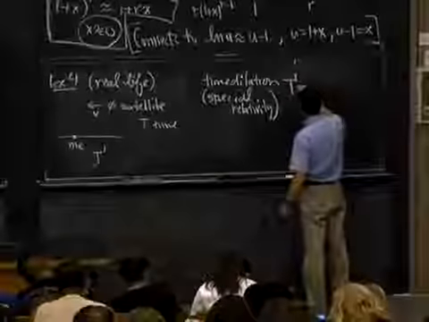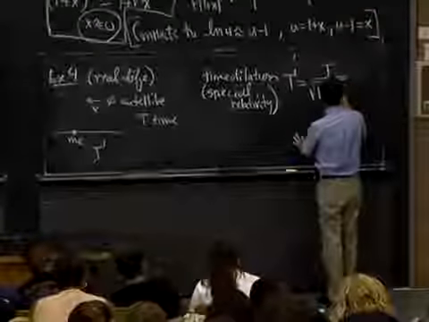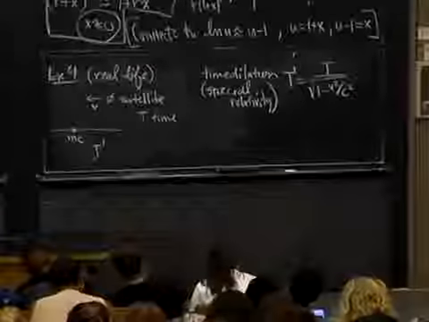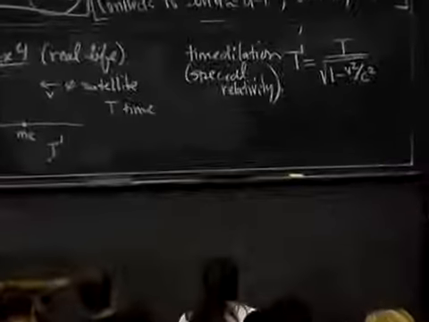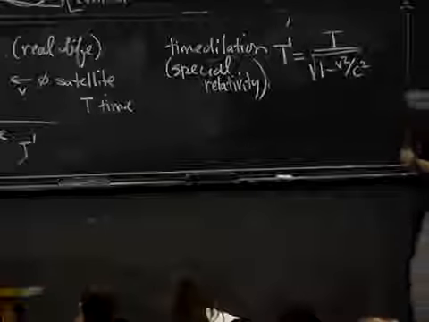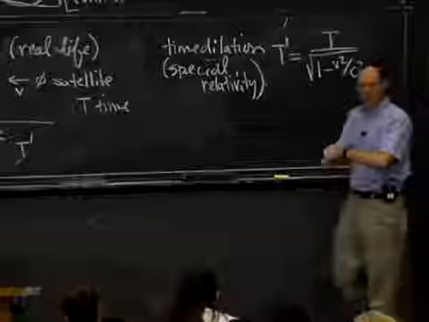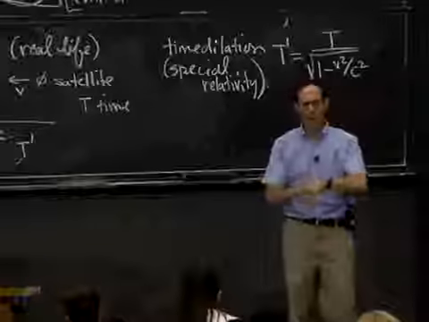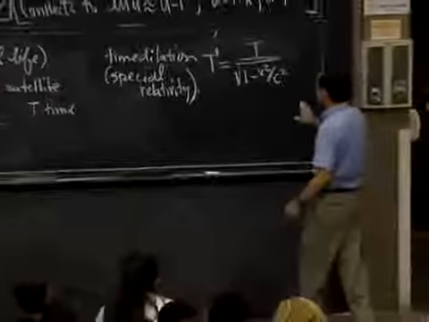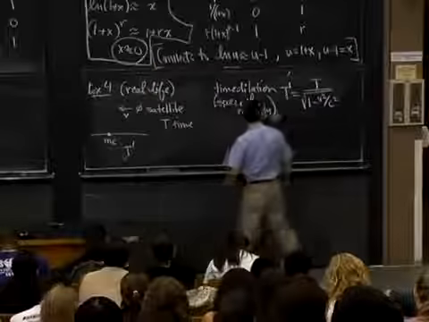t prime is equal to t divided by the square root of 1 minus v squared over c squared, where v is the velocity of the satellite and c is the speed of light. Okay? So now I'd like to get a rough idea of how different my watch is from the clock on the satellite. All right? So I'm going to use this same approximation. We've already used it once.